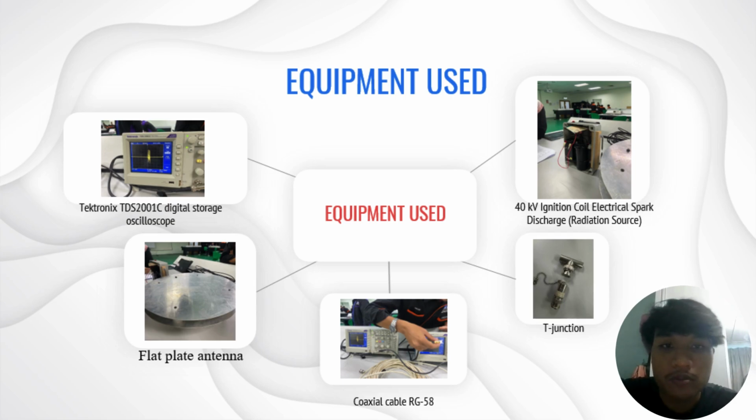The next one is equipment used. The equipment that we use in this lab: the first one is obviously the oscilloscope, which is the Tektronix TDS 201C digital storage oscilloscope. The second one is a flat plate antenna packing with ground cable. The third one is coaxial cable and a T-junction. The fourth one is a 40 kV ignition coil, the electric spark discharge radiated source.